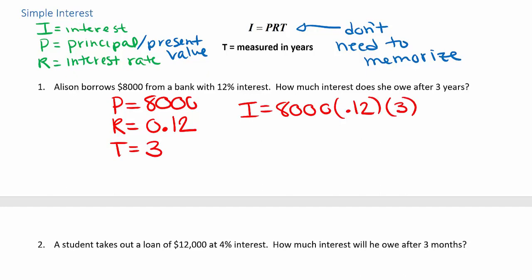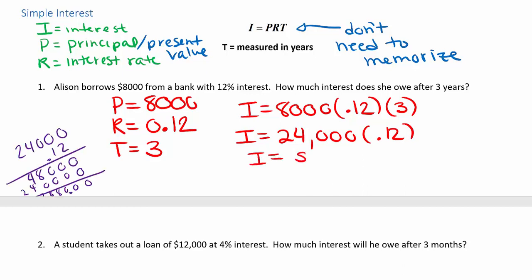So plugging this into the formula, I get I equals 8,000 times 0.12 times 3. Now I can multiply in any order I want, so I'm going to do the 8,000 times 3 first. That's 24,000. And then I'll finish by taking 24,000 times 0.12. And when I multiplied, I got 2,880.